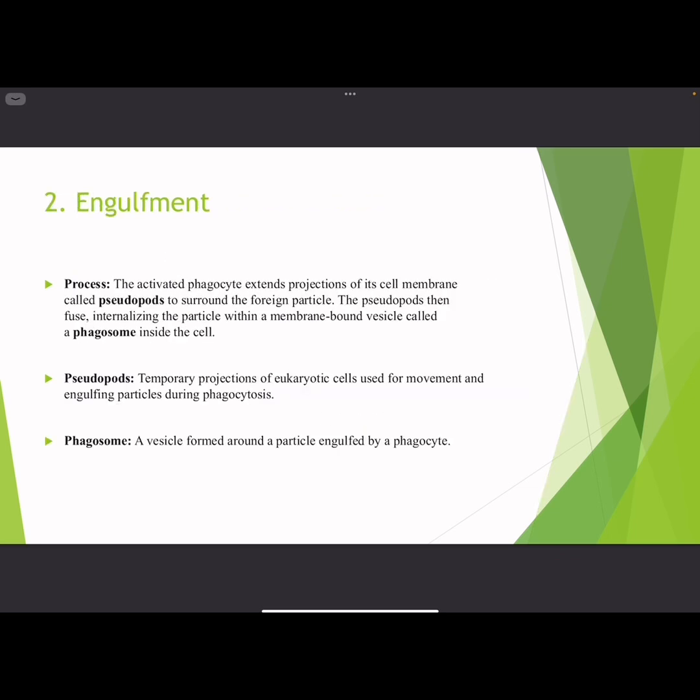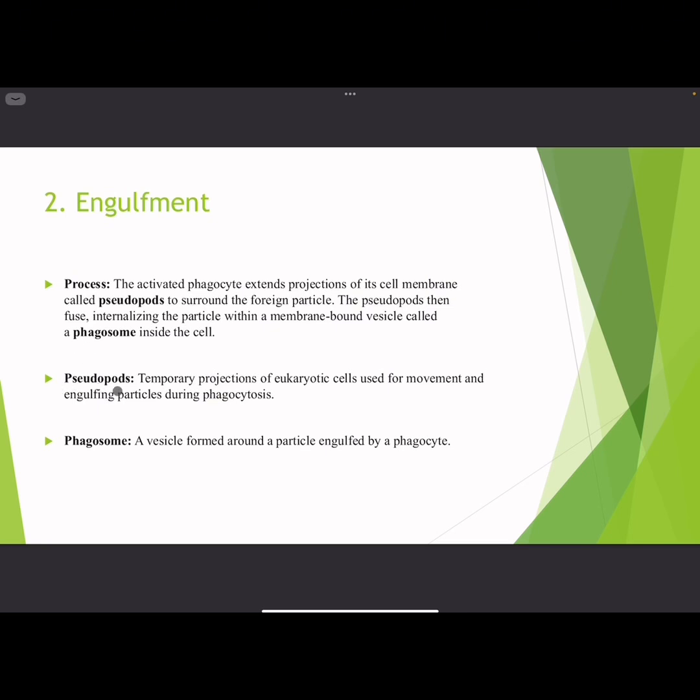Next is engulfment. After the phagocyte was activated with positive chemotaxis, the phagocyte starts to extend temporary arms or feet called pseudopods. These pseudopods would surround the foreign particle and then it would fuse after surrounding it, internalizing the particle within a membrane-bound vesicle called a phagosome.